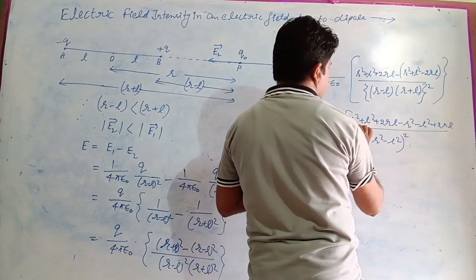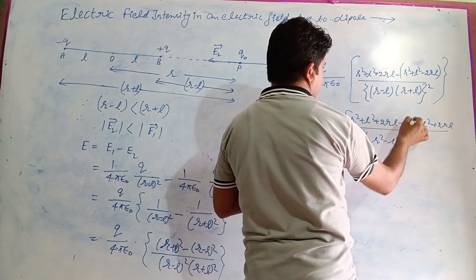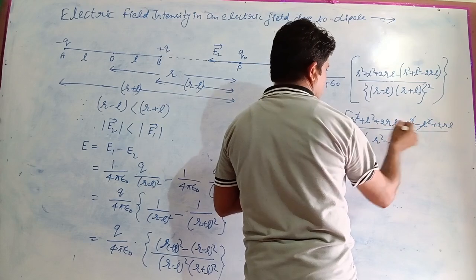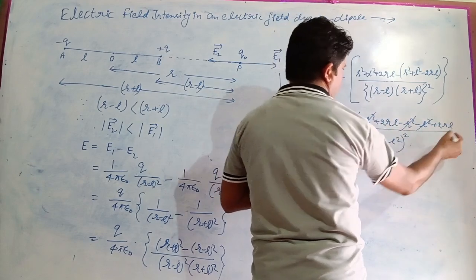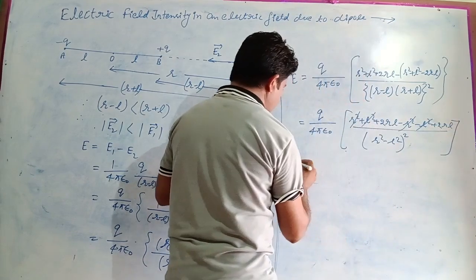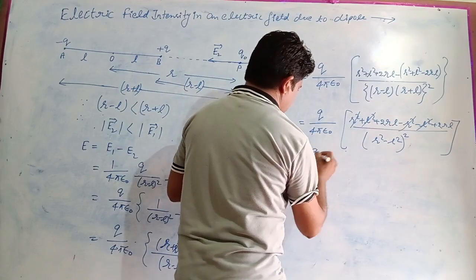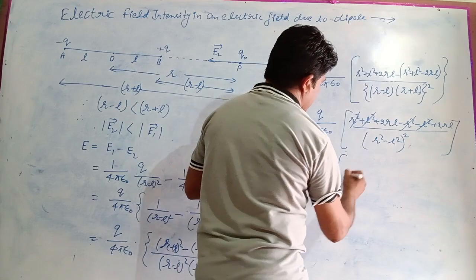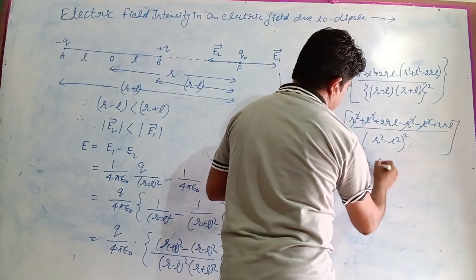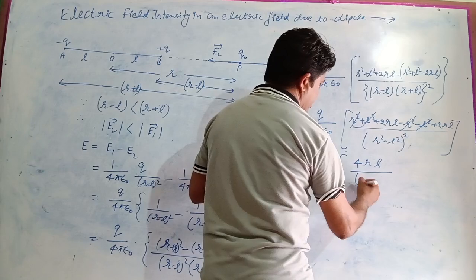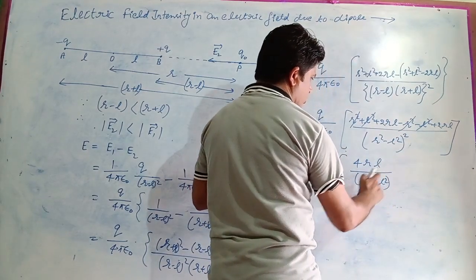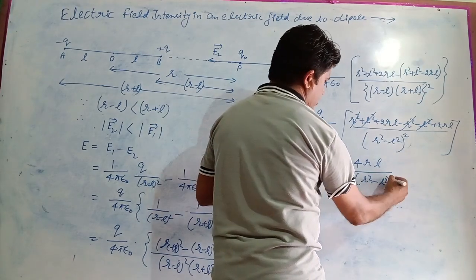So r square minus r square will be cancelled. Similarly, plus L square and minus L square will also be cancelled, and we are left with only 4 RL in this bracket, and in the denominator the whole square of r square minus L square.